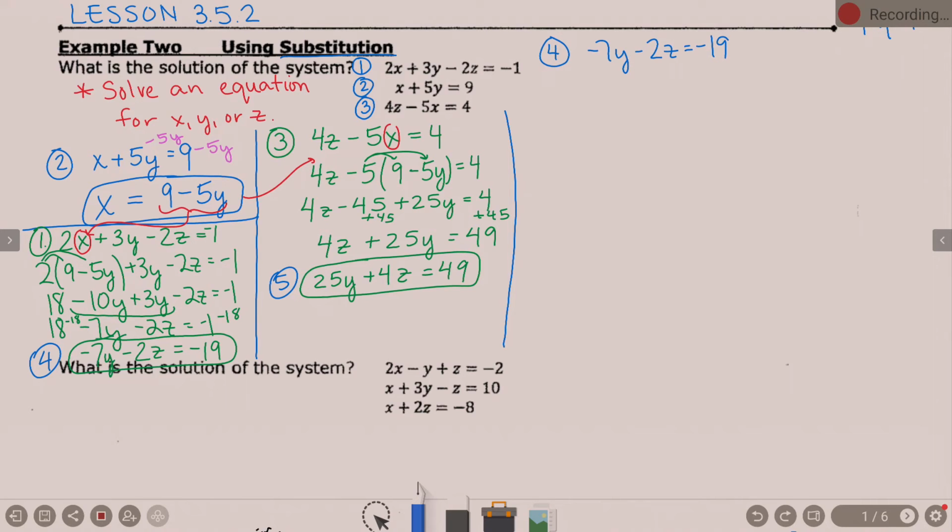Negative 7y minus 2z equals negative 19. Equation 5. 25y plus 4z equals 49.